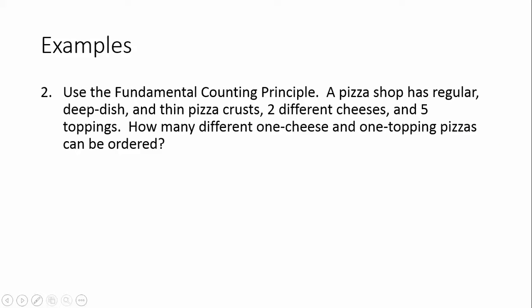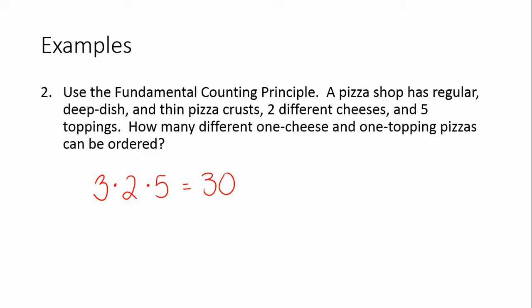So let's use the fundamental counting principle on number 2. We have a pizza shop with regular, deep dish, and thin pizza crusts, 2 different cheeses, and 5 toppings. So how many different 1 cheese, 1 topping pizzas can be ordered? So we're going to start with the crusts. There was regular, deep dish, and thin pizza. So that's 3 crust options. Remember, the fundamental counting principle is going to tell us to multiply. We have 2 different cheeses, and we have 5 different toppings. So when we multiply that together, that's 30 different 1 cheese, 1 topping pizzas.